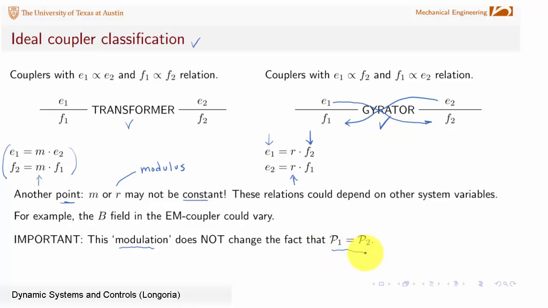It doesn't change the fact that the power being transmitted across them is still equal. We talked about using power bonds versus signals. We'll use signals, full arrows versus half arrows, right? So the power across these is still going to be equal, but we're going to use the signal to show that there's modulation. We're going to use that as a modulation signal.